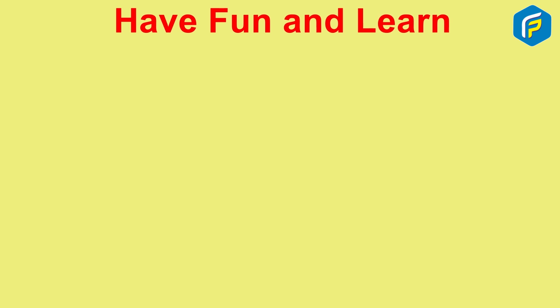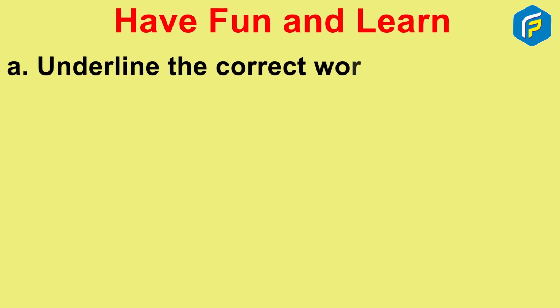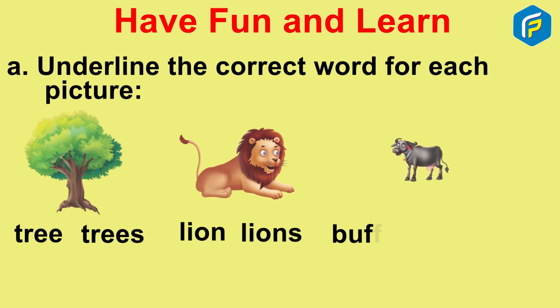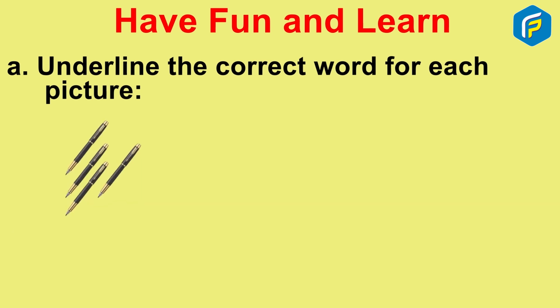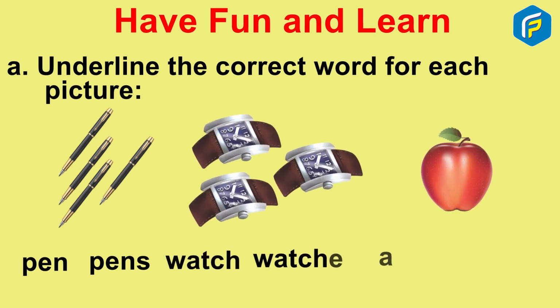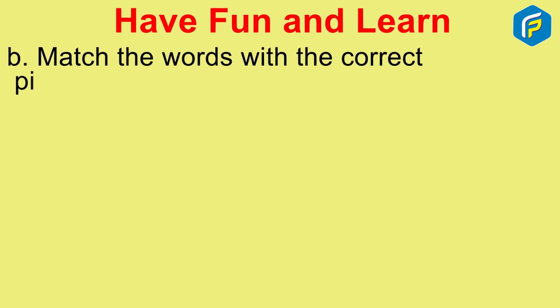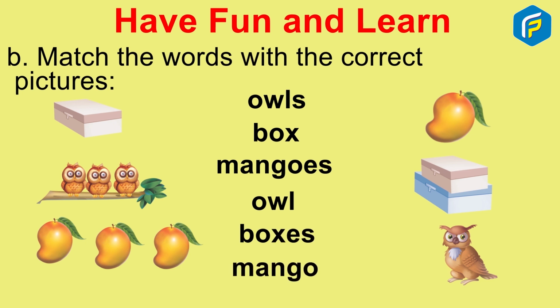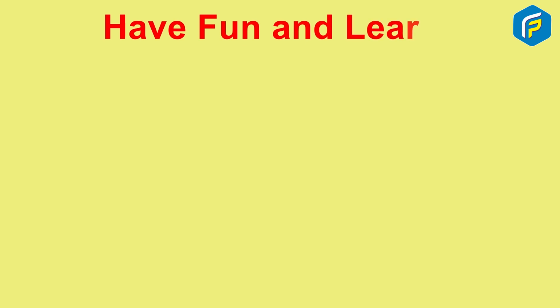Have fun and learn. Underline the correct word for each picture. Tree, trees. Lion, lions. Buffalo, buffaloes. Pen, pens. Watch, watches. Apple, apples. Match the words with the correct pictures. Owls, box. Mangoes, owl. Boxes, mango.